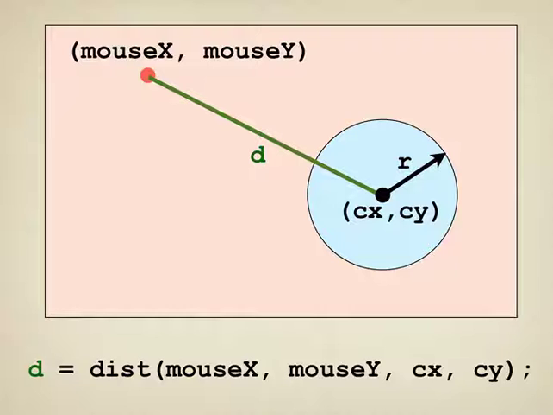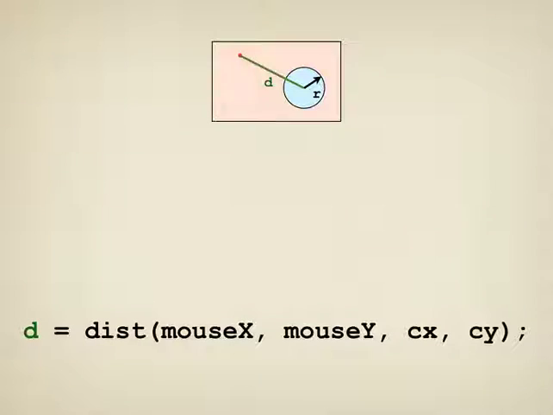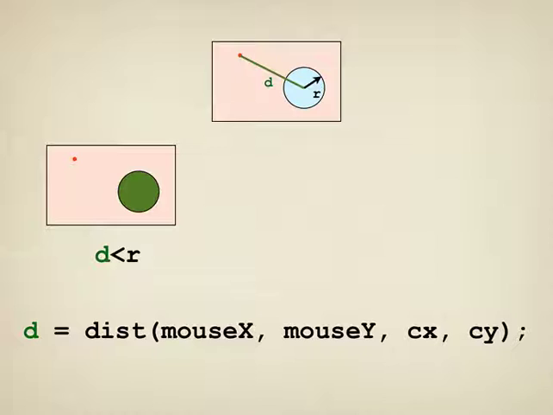But now we want to know, is the mouse inside the circle? The way to find this out is very similar to what we just saw. Let's move the diagram up to the top of the screen, and I will mark in green all the points where d is less than r. Anytime the distance from the center to the mouse point is less than the radius, we are inside the circle.